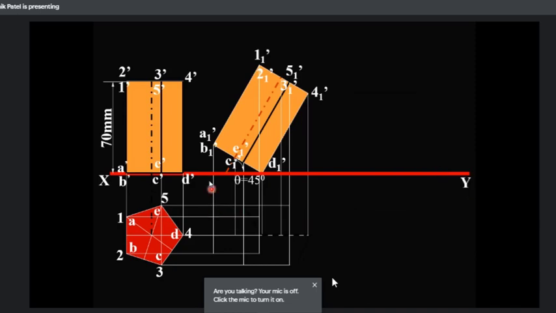Now you can check here. This is the A1 dash vertical projection. This is the horizontal projection of A. Similarly you will find all the points here, so you will mark here: A, B, C, D, 1, 2, 3, 4, 5.